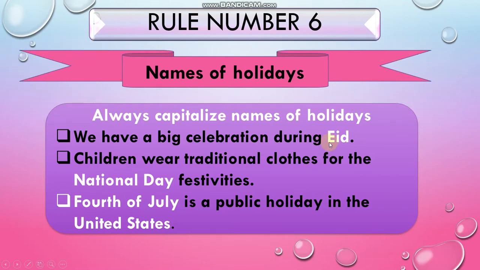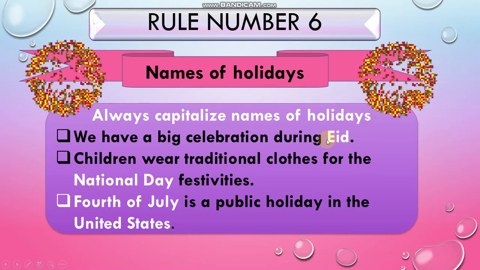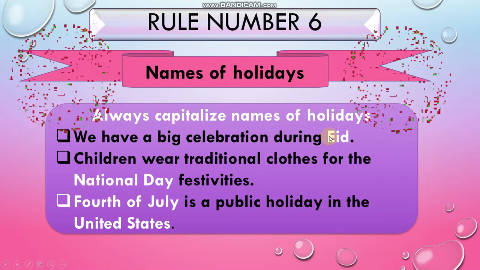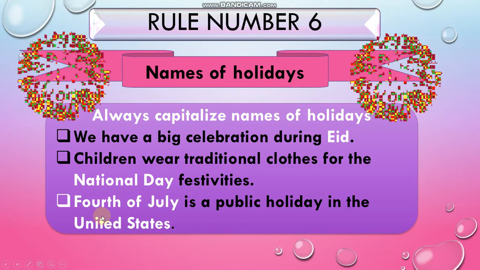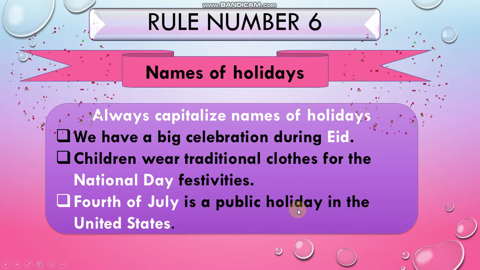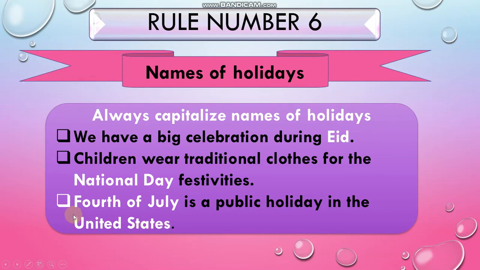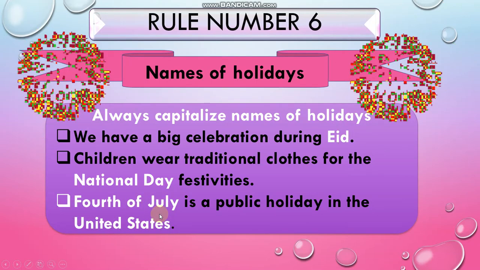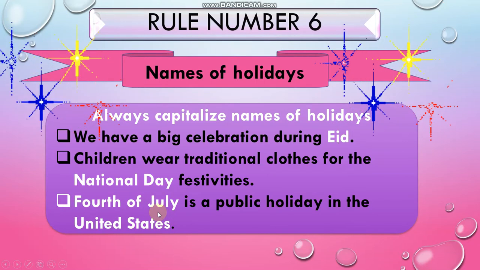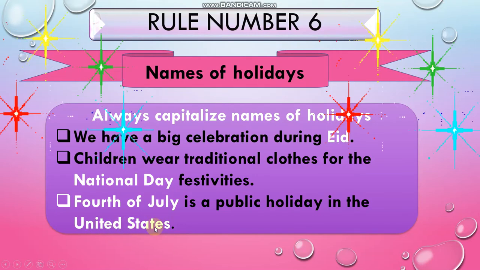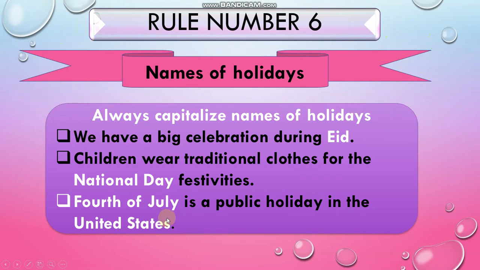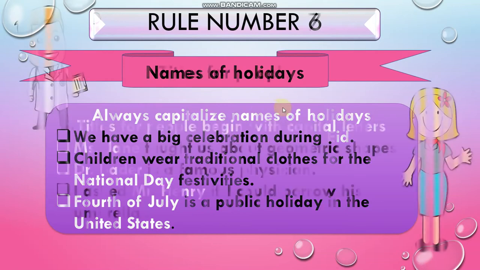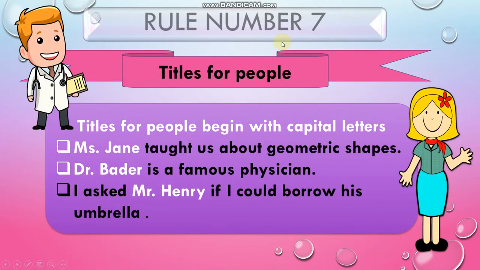And Eid, you saw, is the day that we celebrate and have fun, and it's a national holiday, a public holiday, so it's capitalized. "4th of July is a public holiday in United States." Now I capitalize 4th of July because that's Independence Day in United States. In United States, why did I capitalize this? Because it's the name of a place. Do you remember the previous rule? Yes. Let's go on and check what's rule number 7.